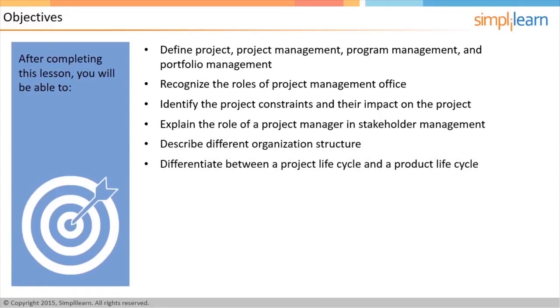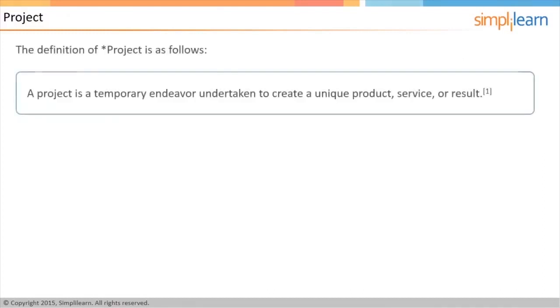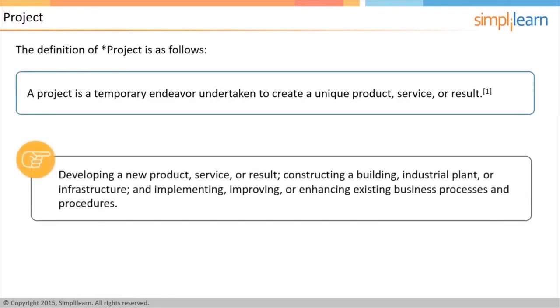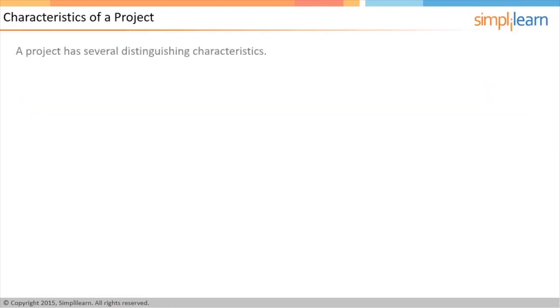Let us begin this lesson with understanding what a project is in the next screen. A project is a temporary endeavor undertaken to create a unique product, service, or result. For example, developing a new product, service, or result, constructing a building, industrial plant, or infrastructure, and implementing, improving, or enhancing existing business processes and procedures. In the next screen, we will focus on the characteristics of a project.